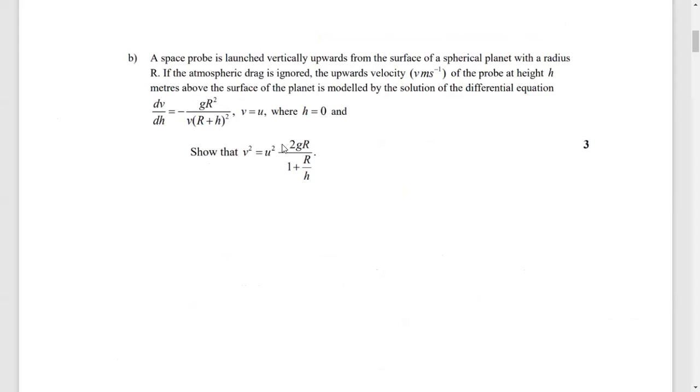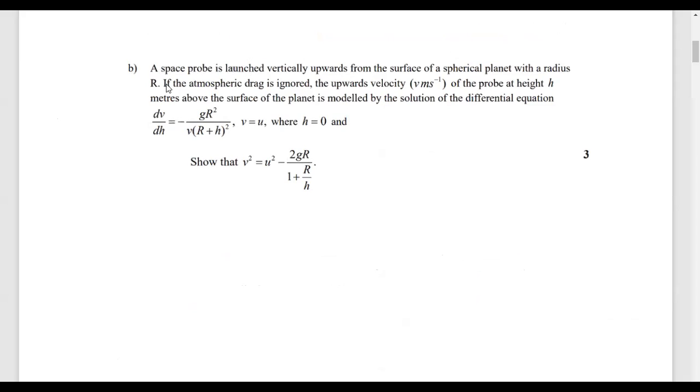So a space probe is launched vertically upward from the surface of a spherical planet with a radius r. If the atmospheric drag is ignored, the upward velocity v meters per second of a probe at height h meters above the surface of the planet is modeled by the solution of the differential equation dv/dh equals negative g r squared over v times (r plus h) all squared, where v equals u when h equals 0. Show that v squared equals u squared minus this expression here.